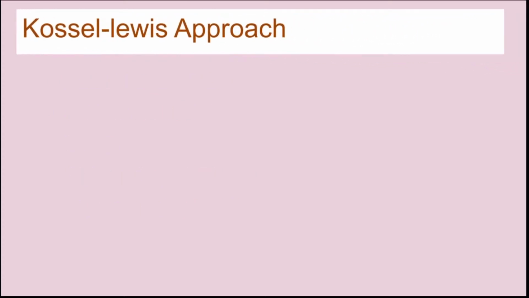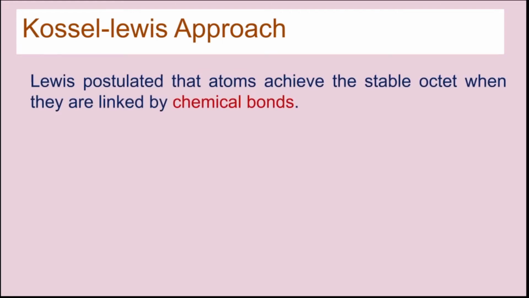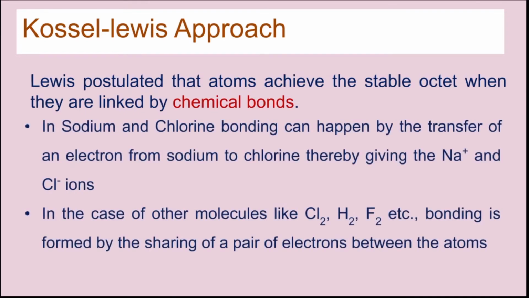First of all, let us look into what is Kossel-Lewis approach. Lewis postulated that atoms achieve the stable octet when they are linked by chemical bonds. In sodium and chlorine, bonding can happen by the transfer of an electron from sodium to chlorine, thereby giving the Na+ and Cl- ions. In case of other molecules like Cl2, H2, F2, etc., bonding is formed by the sharing of a pair of electrons between the atoms.